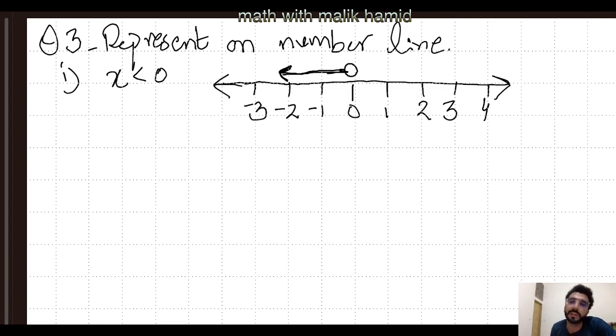All numbers smaller than 0 come inside the solution. x less than 0 means, this is the symbol of less than.